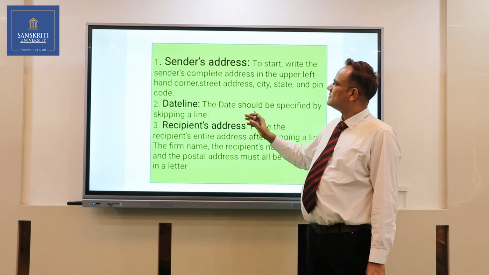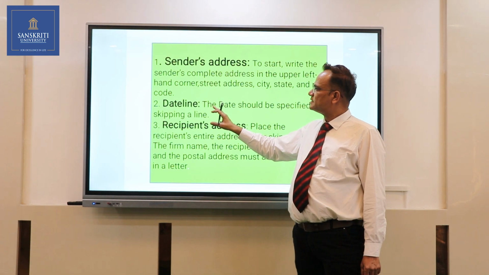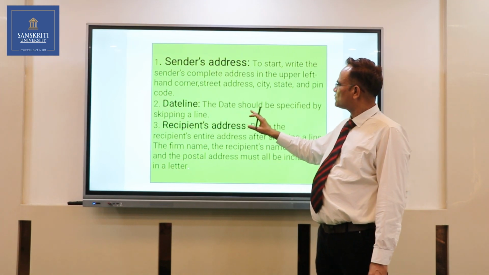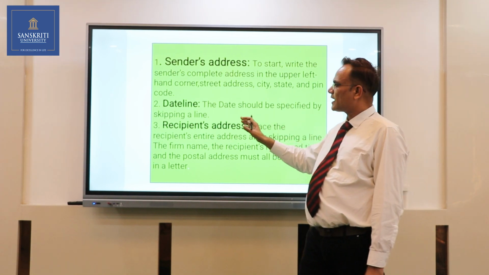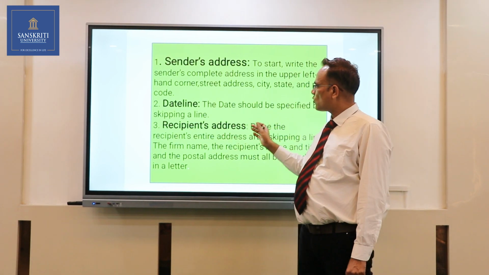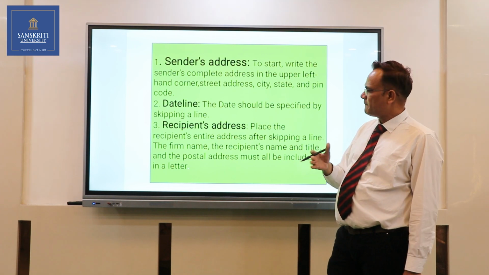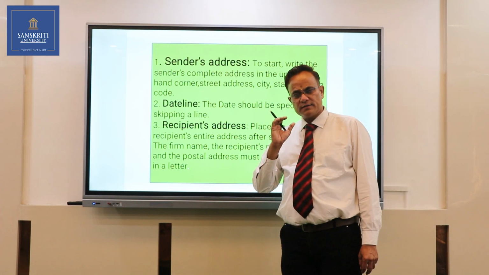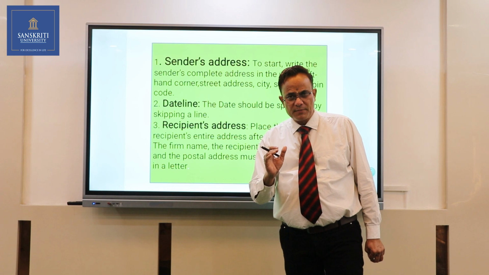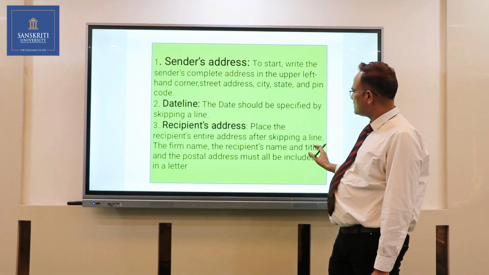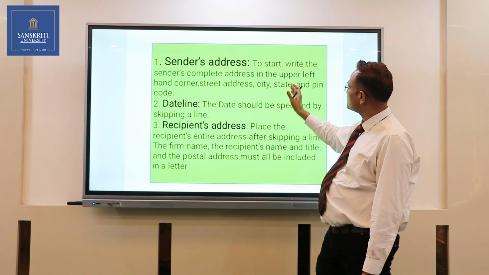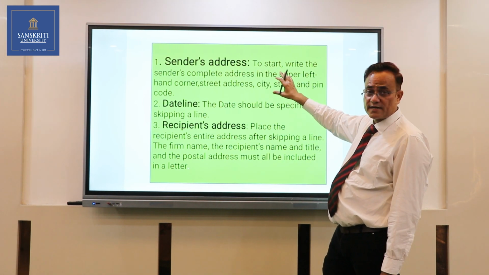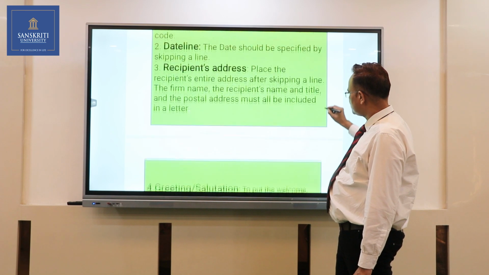Okay. So the next one is the date. I have told you earlier that for the date, you just skip a line, and the date must be in expanded form. The third one is the recipient address. I have told you earlier the recipient address, the addressee name will not come here. Okay, definitely. Just write the address in such a manner as I have written the sender's address. Now come to the next slide.